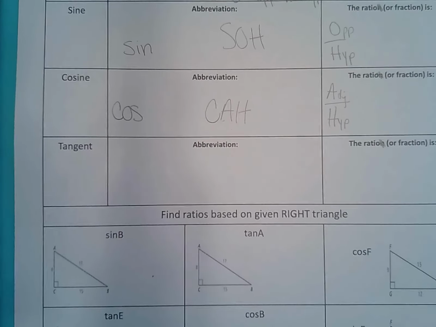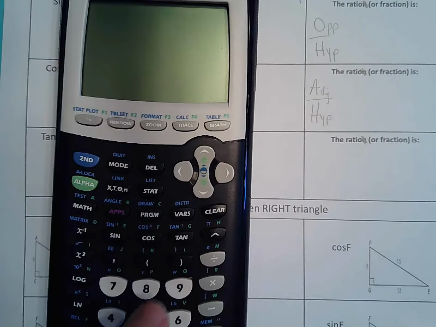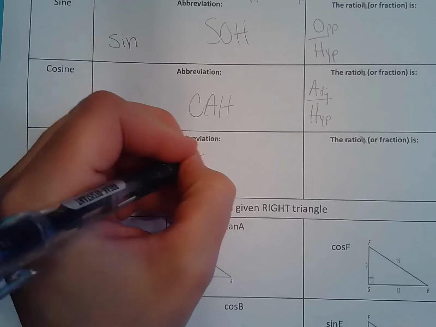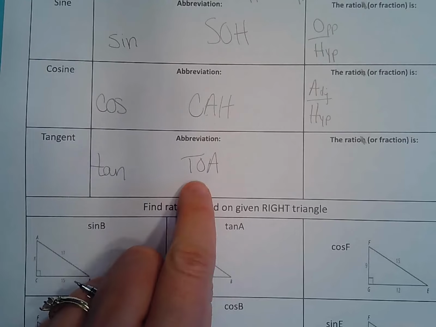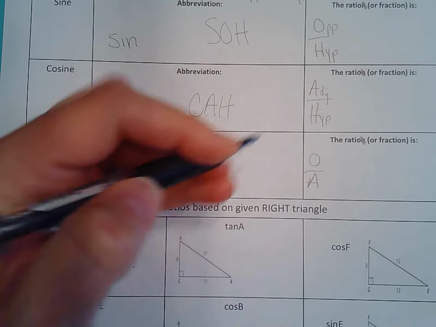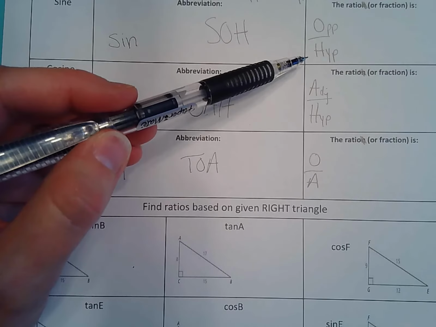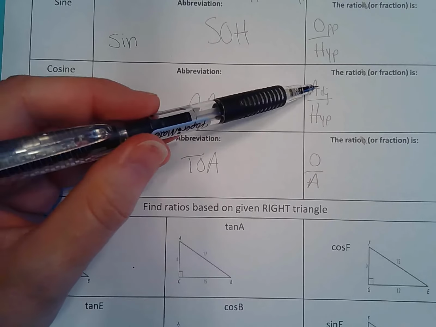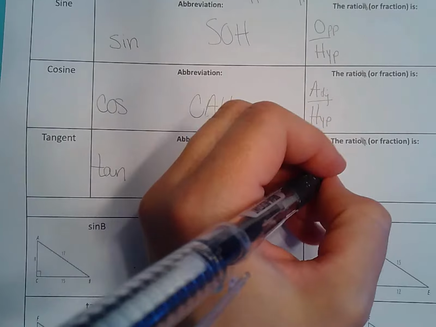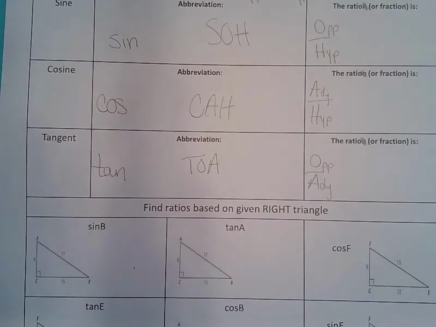And tangent. Tangent is just T-A-N. It looks like tan. And it's right here on your calculator. And of SOHCAHTOA, it's the TOA part. And the O and the A are the ratio. So it's O first, then A. Sometimes kids are like, oh, can I switch those? You can't. Sine has to be opposite over hypotenuse. Cosine has to be adjacent over hypotenuse. Tangent has to be opposite over adjacent. So if you don't like just the single letters, you can fill those in if you want to.